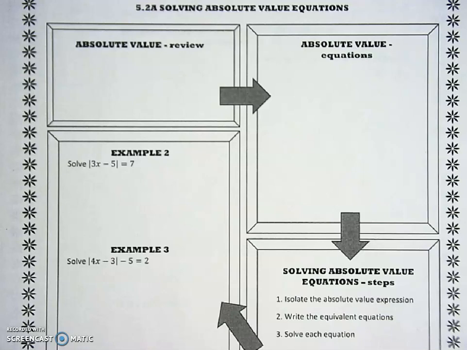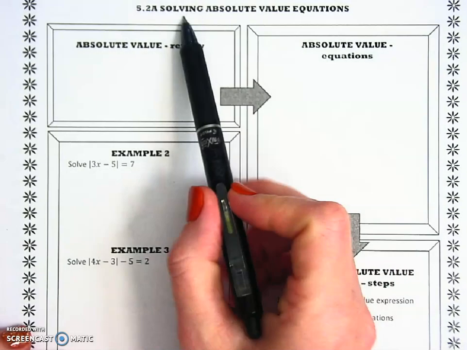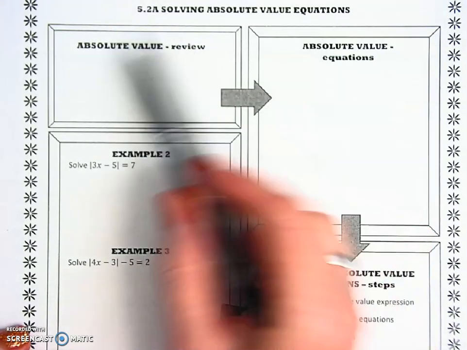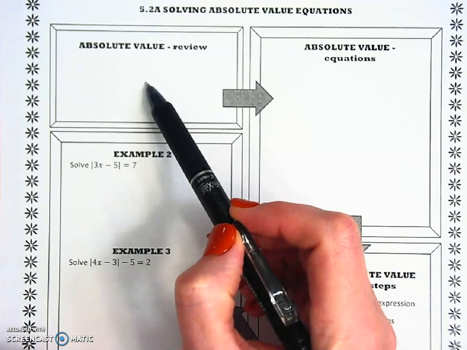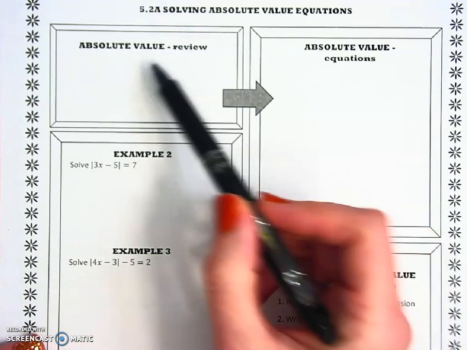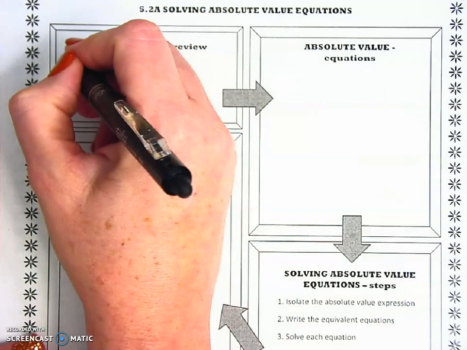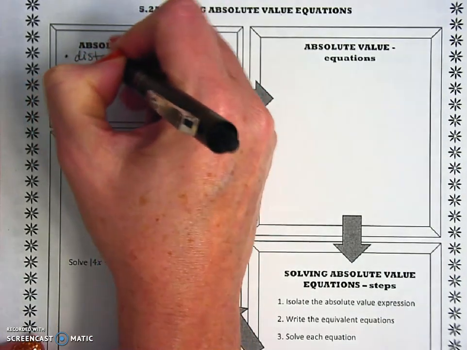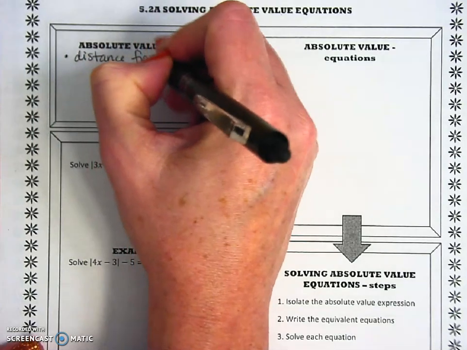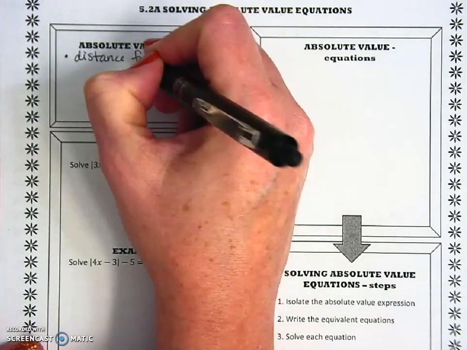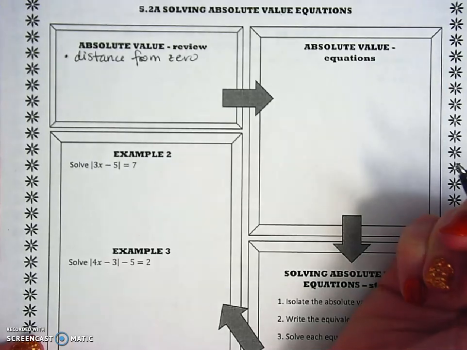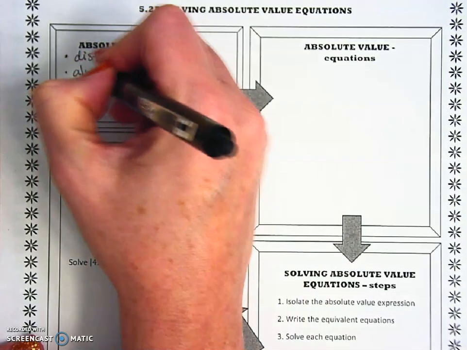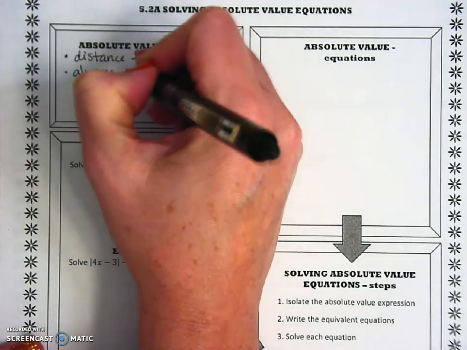All right, here's our video for 5.2a, solving absolute value equations. In this section, we're just going to do a quick review of what we talked about in the previous lesson, and that is that the absolute value is the distance from zero. The distance of a value from zero is always positive.